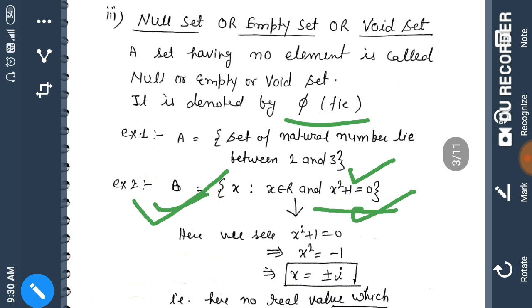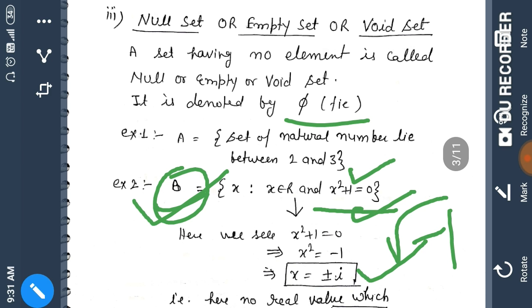Okay, so let's find the answer. Here we see x square plus 1 is equal to 0. Simplifying, we get x is equal to plus minus i, because the square root of minus 1 is the complex number i. But plus minus i is not a real number, so the set B is an empty set because there exists no value of x which is a real number. So here B is an empty set.